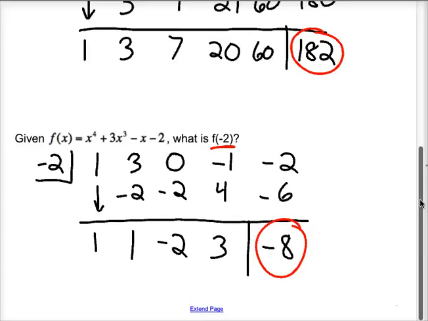Okay, so that's the little trick that you can do here. Again, instead of having to type all of it in and possibly do so incorrectly, all you have to do is use synthetic division on it, and you can just use that remainder and it'll be your answer.